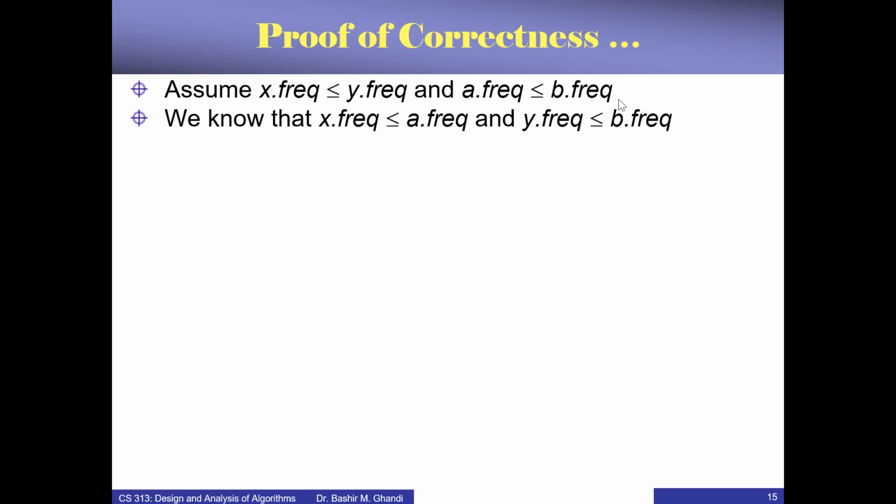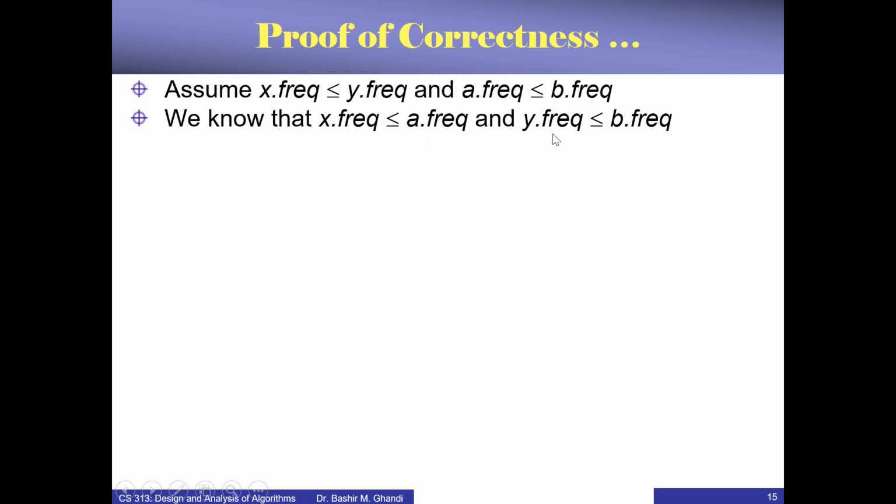Okay. Now we know, of course, since the lemma says x and y are the ones with the least frequencies, we know that x.freq is going to be less than or equal to A.freq.